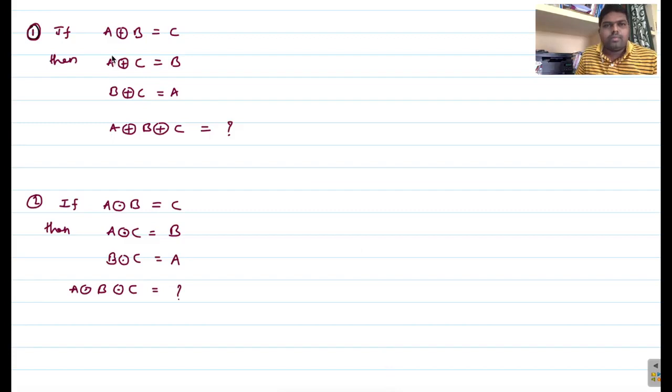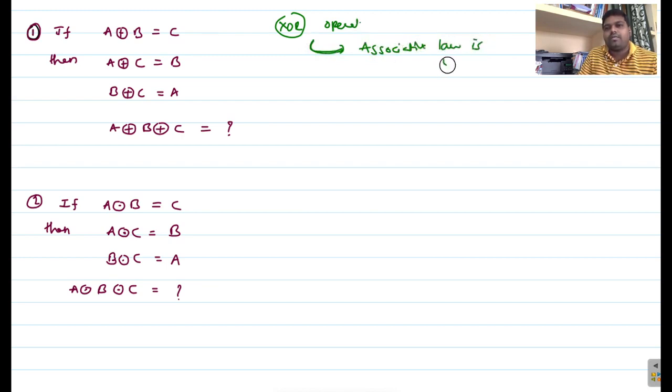So first, if you observe this problem: A XOR B equals C, A XOR C equals B, B XOR C equals A, then A XOR B XOR C equals what? This is the question. First you observe the given one is the XOR operation, right? So the entire given problem involves the XOR operation only. XOR operation means the associative law is applicable, valid for this particular XOR operation, right?